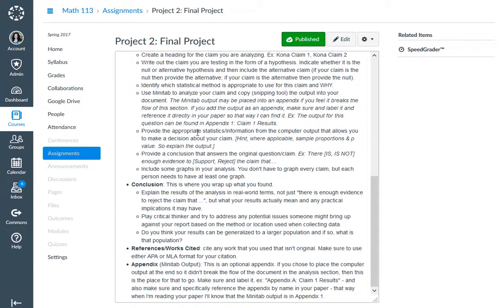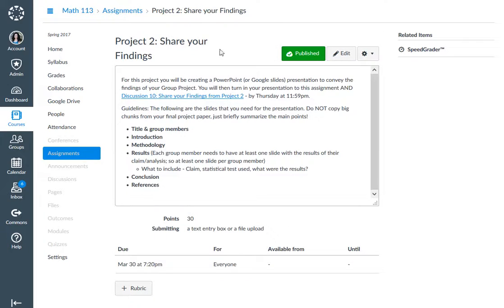First, finish your final project. Then start working on the share your findings, which is a PowerPoint. Here are the main parts you have to have. The biggest thing: do not copy big chunks from your final project. Just briefly summarize the main points. No kidding here, people. If you copy and paste an entire paragraph onto a slide, it's going to get marked down. I don't want to reread what I'm reading in your paper, and neither does anyone else. Just summarize. Bullet it out and give main topics. You don't have to use full sentences in a PowerPoint, as long as it's understandable.